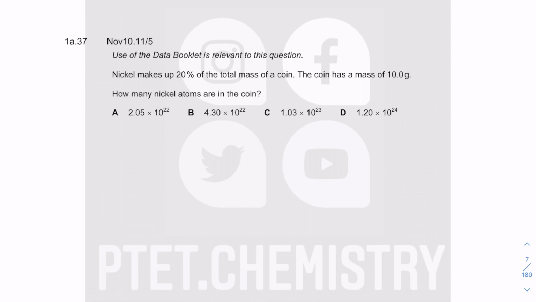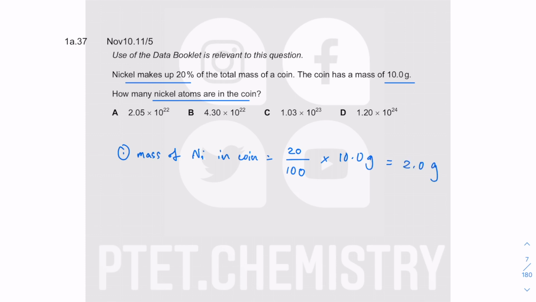So taking a look at the periodic table, we have a coin that has a mass of 10.0 gram, of which nickel makes up 20% of this 10.0 gram. We are asked to find how many nickel atoms are in the coin. So first of all, you probably should work out the mass of nickel in the coin. So the mass of nickel is 20%, so it's 20 out of 100 times 10.0 gram. So there's 2.0 gram.